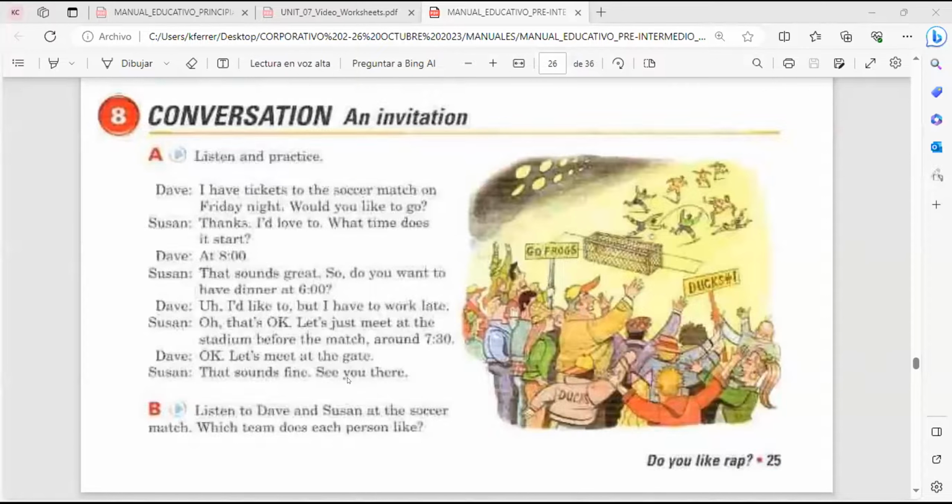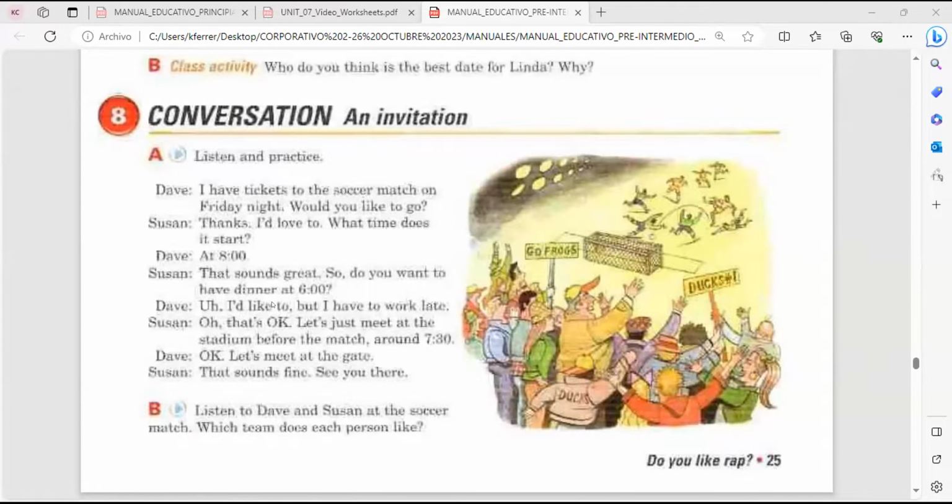Okay, now this is the conversation that you have in the book. It says, I have tickets to the soccer match on Friday night. Would you like to go? Thanks, I'd love to. What time does it start? At 8. That sounds great. Do you want to have dinner at 6? Oh, I'd love to, but I have to work late. That's okay. Let's just meet at the stadium before the match around 7:30. Okay, let's meet at the gate. That sounds fine. See you there.